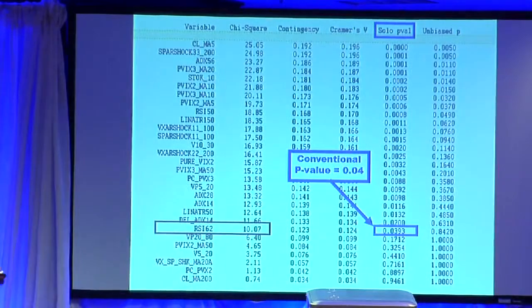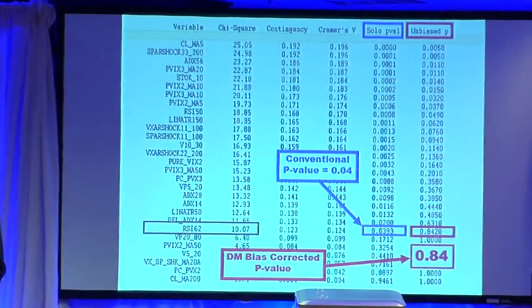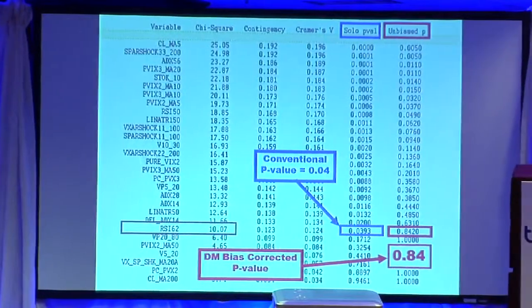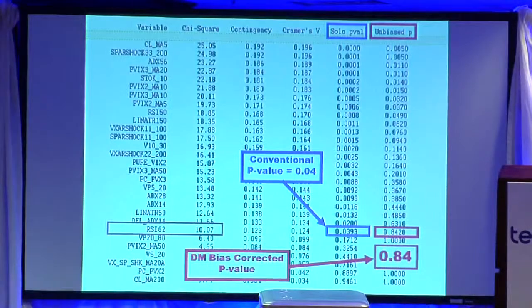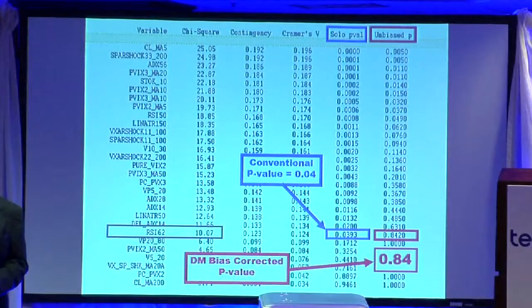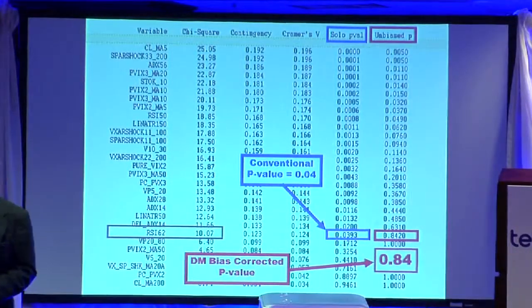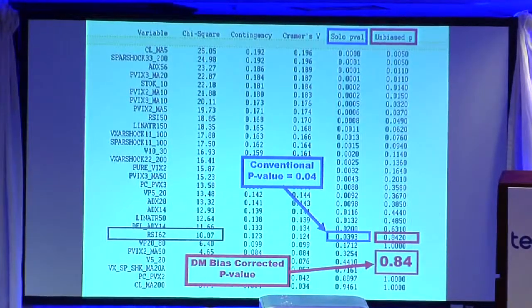But when we compute a p-value based upon the Monte Carlo permutation method, which takes into account the fact that we've looked through 65 variables to find our best, the p-value is 0.84. An 84% probability that you could have gotten a chi-square of 10.07 by chance alone, even if the indicator has no predictive value. So the conventional significance test doesn't work.